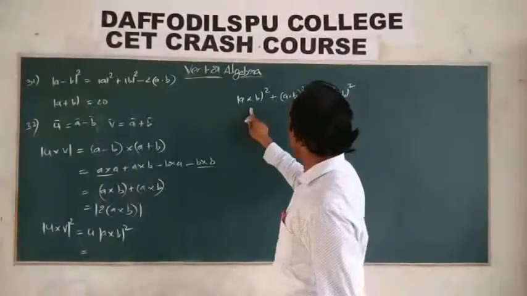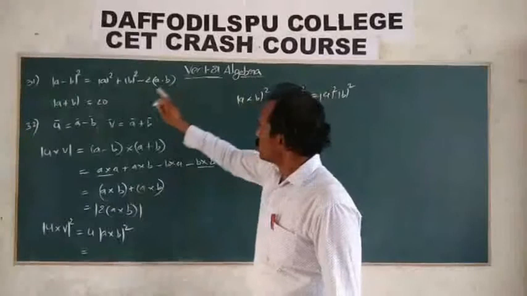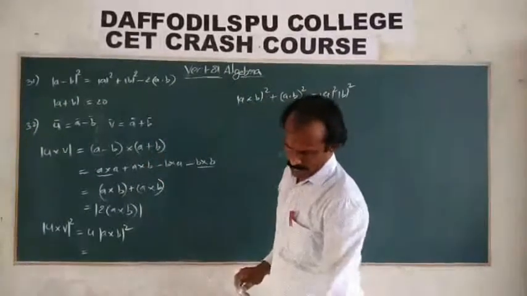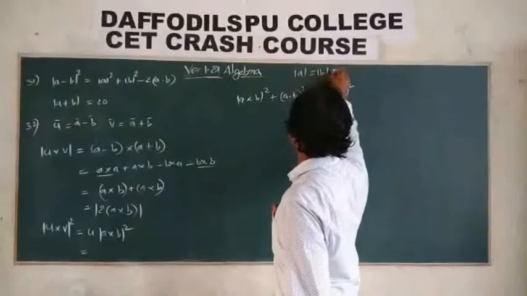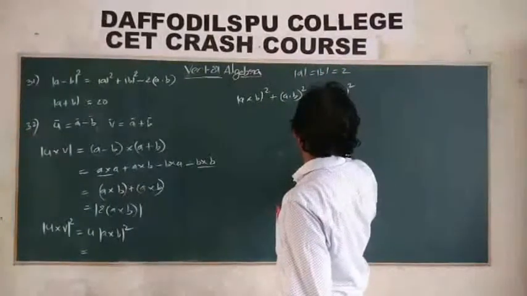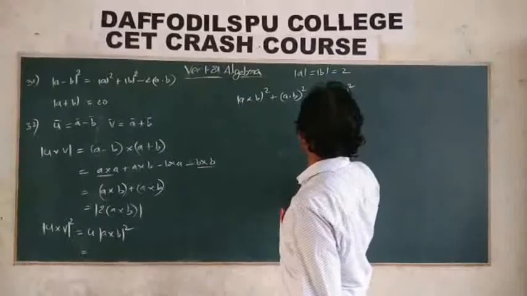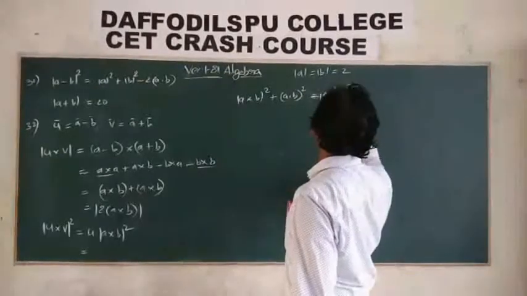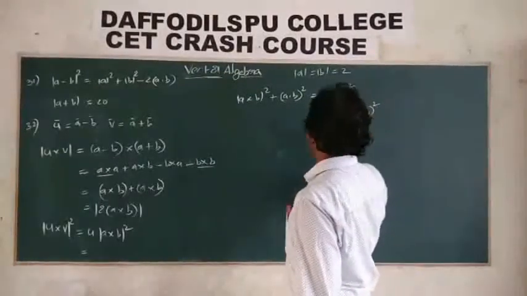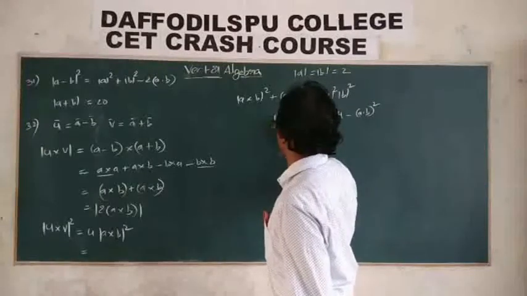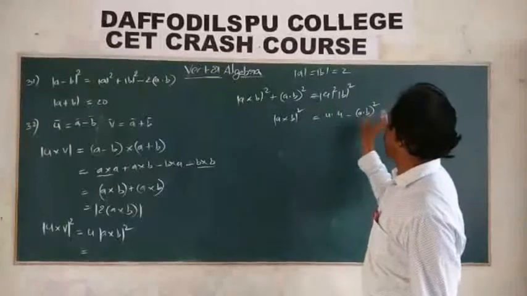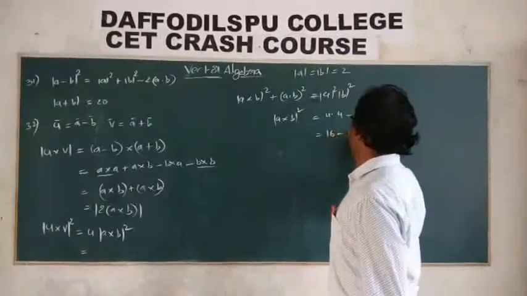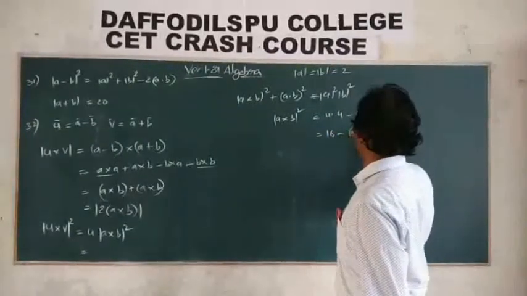So from this, this value is equal to modulus a and modulus b. Modulus a is equal to modulus b is equal to 2. Therefore, this value is equal to 2 square, 4 into 4. So take this side minus a dot b whole square. This value is equal to modulus a cross b whole square. The answer is in terms of a dot b, so we keep it like this only. That implies 16 minus a dot b whole square.